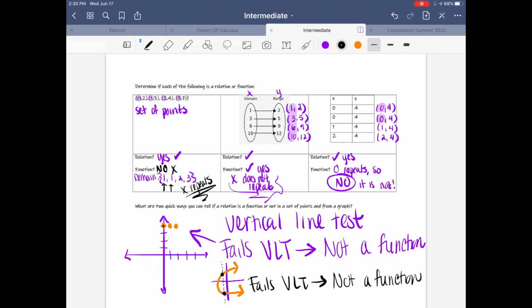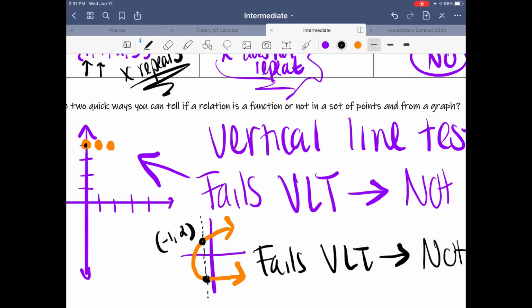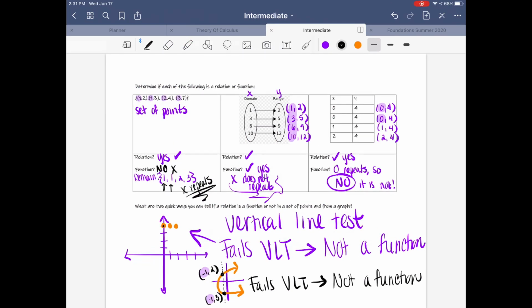If it hits 2 places using one vertical line, it is not a function, because that means that x repeats. This point would be like -1, 2, and -1, -3. So I'll just write those out to give you a visual. This point would be -1, 2. This point would be -1, 3. Therefore, x repeats, and it's not a function. So that is called the vertical line test. And you can use it on graphs to see if something is a function or not.